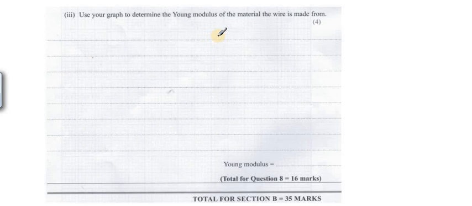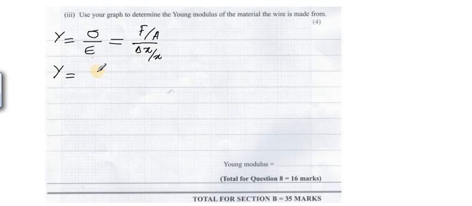Use your graph to determine the Young modulus of the material the wire is made from. To find the Young modulus, Y is equal to stress over strain. Stress is F over A, and strain is delta X over X. If you rearrange, you have Y = Fx divided by A delta X. I can find the area because the diameter is given, and the original length X is given at the start of the question, but I need F or delta X.